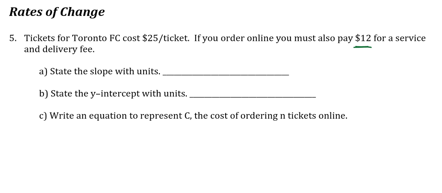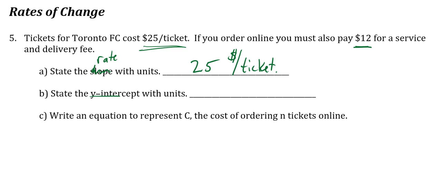But for this, it's just $12. Doesn't matter how many tickets. So state the rate. Rate and slope mean the same thing, with units. So if you remember back to this, and I'm sure most of us do, that's the thing that's per something. So that's the $25 per ticket. So this is, I'm going to write 25, and it says with units, so that's dollars per ticket.